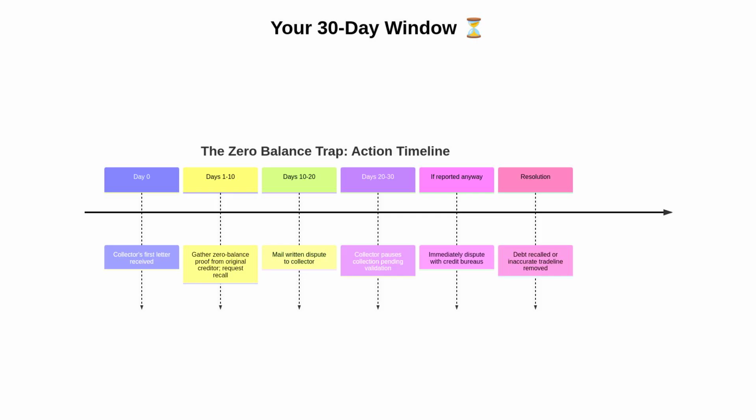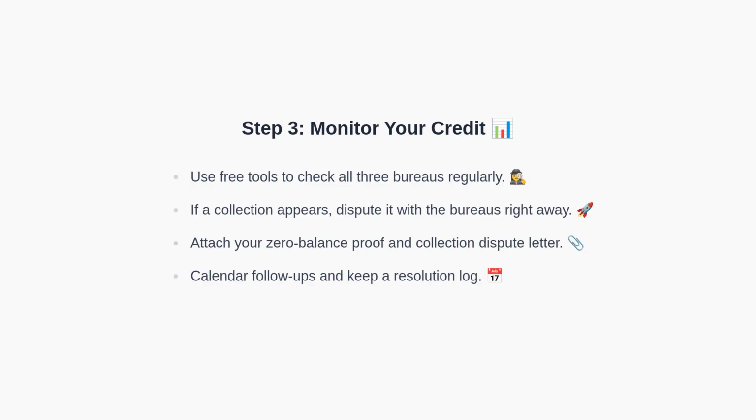The end goal is either a recall of the debt or removal of an inaccurate trade line from your credit reports. Monitoring your credit is essential. Use free tools or annual disclosures to check reports from all 3 major bureaus on a regular basis. If the incorrect collection appears, immediately file disputes with the bureaus and attach your zero balance proof and any correspondence with the collector. Schedule reminders for follow-ups and maintain a resolution log documenting dates, responses, and outcomes.